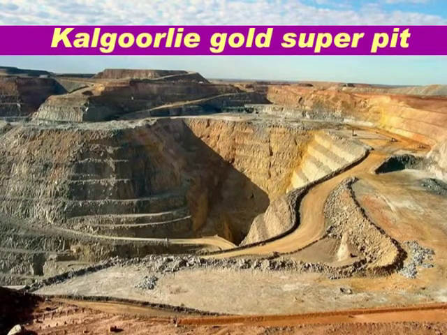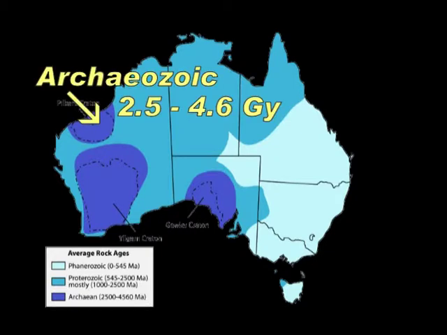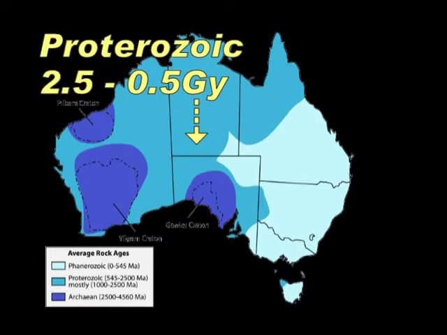Roughly 15% of Australian family wealth comes from the mining and export of minerals. Australia's major mineral provinces are concentrated in Australia's oldest rocks, which are found in the western 2/3 of the continent. The Archaeozoic rocks in dark blue date between 2.5 and 4.6 billion years old. The mid-blue Proterozoic rocks date between 2.5 and 0.5 billion years.